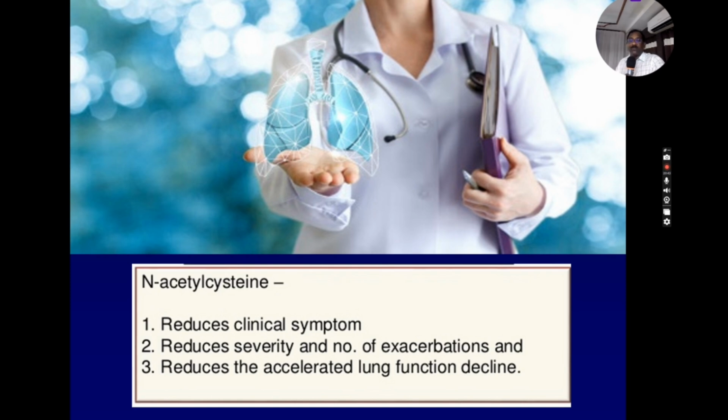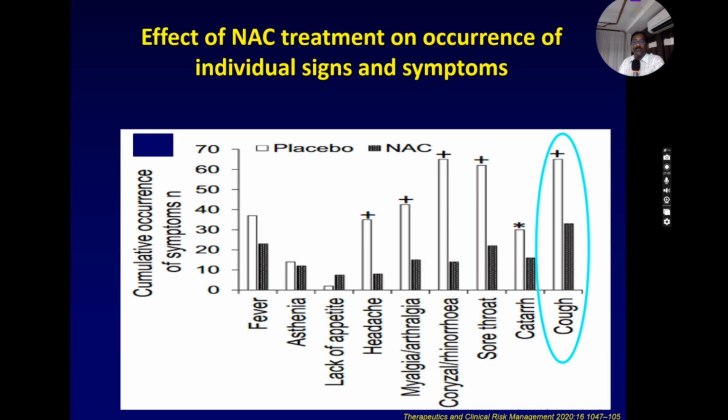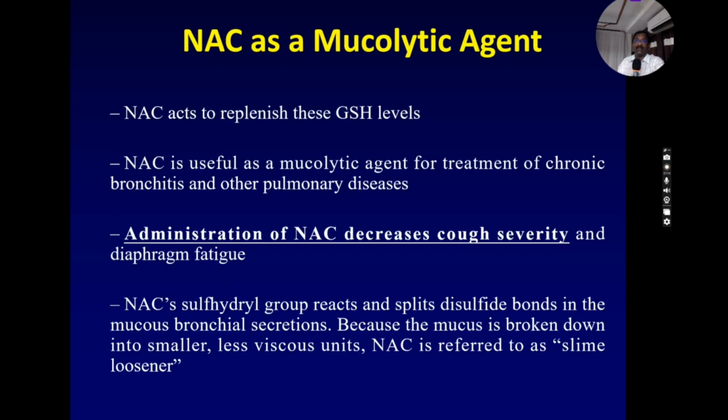The symptomatic relief will be there, and it reduces the severity and the number of exacerbations. So fewer hospitalizations, and it reduces the accelerated lung function decline. So more and more early discharges. So in that way, N-acetylcysteine will help the patient in symptomatic relief, in reducing hospitalizations, and also speedy recovery. See, if you see the symptomatology like fever, asthenia, lack of appetite, headache, cough, etc., all will be reduced in the presence of NAC.